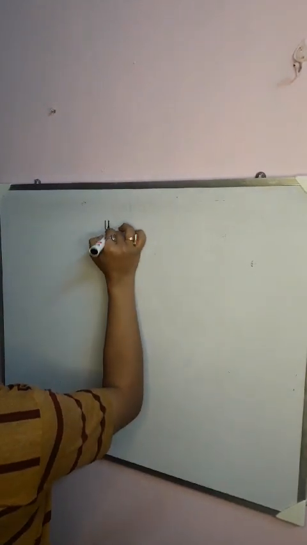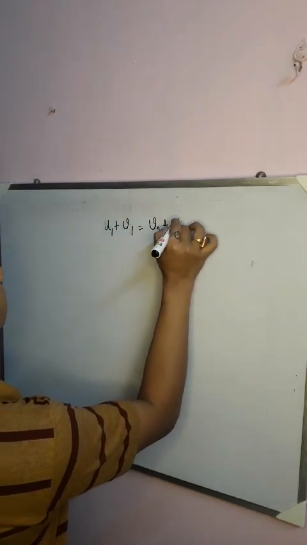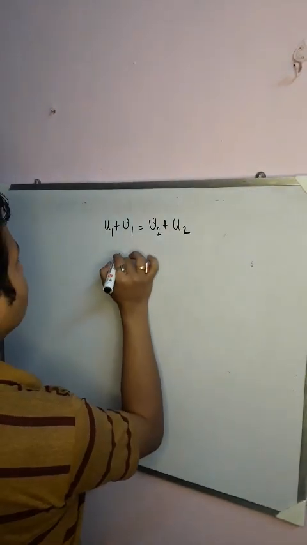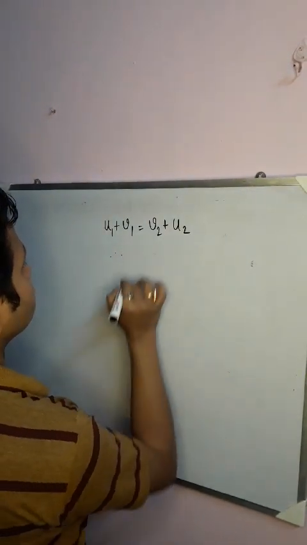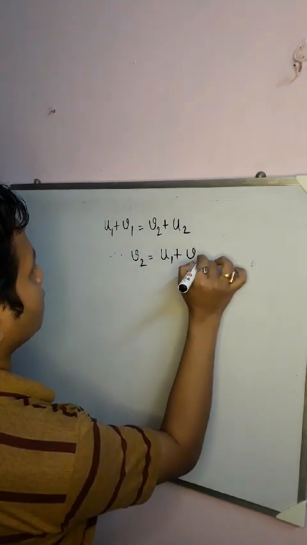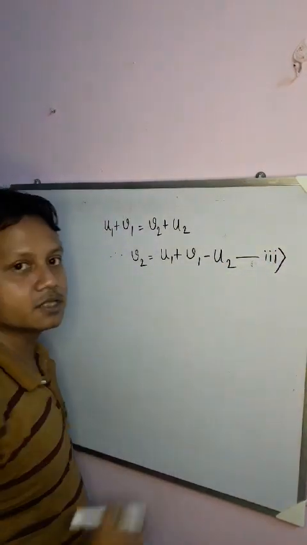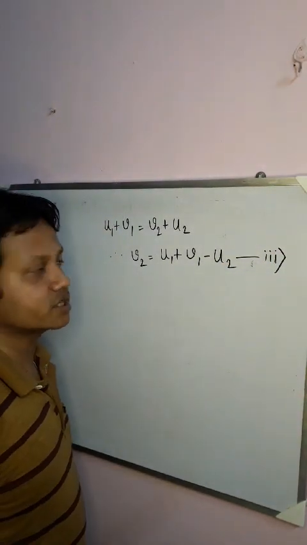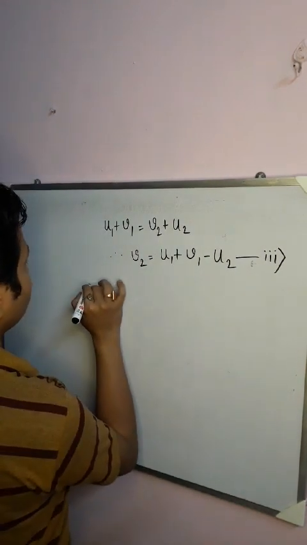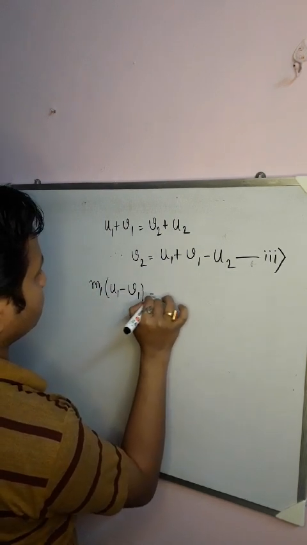We get u1 plus v1 equals v2 plus u2. Okay, so after dividing we get this. From which we can write v2 as u1 plus v1 minus u2. Now if we substitute this value of v2 in the previous equation, that is, the law of conservation of linear momentum equation, what do we get? That equation is this.